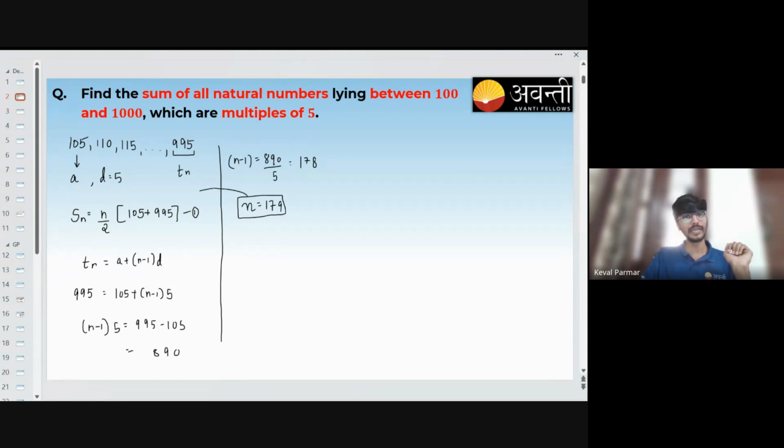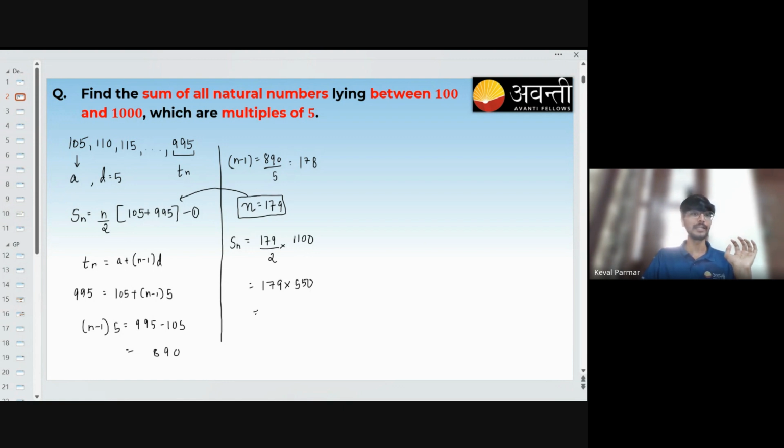Now let's substitute n in equation number 1. Sn is equal to 179 upon 2 times, let's add these two, I think I'll get 1100. Correct? So I can easily cancel it out with 2, and I'll get 179 into 550.